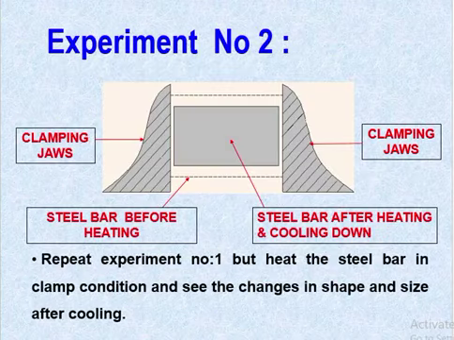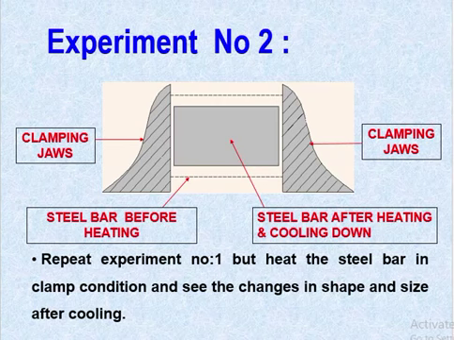Experiment number two. You can see there are clamping jaws on two sides, and the object is inside the clamping jaws. Before heating, the object is properly fitted in the jaws. When you heat it, it cannot expand because it is inside the clamping jaws. It restrains the expansion. But after cooling, the plate is not in its original shape. It comes loose inside the jaws. So that is called distortion.